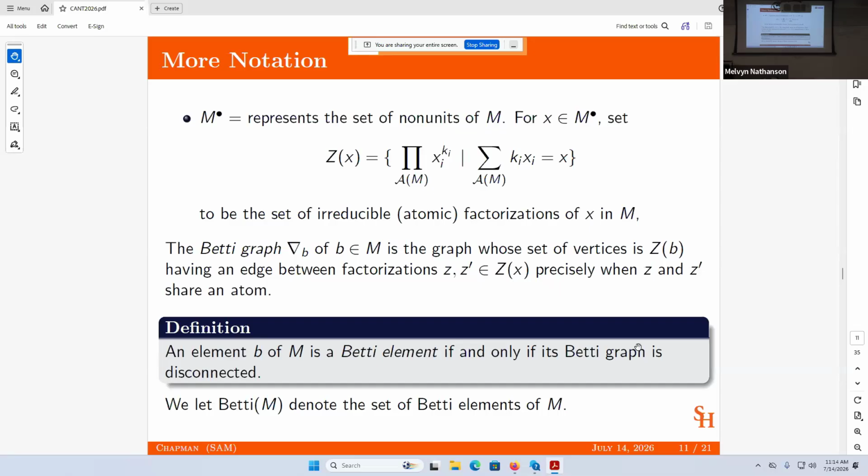What you can find in the literature is, if you want to factor things, much like Alfred and David were trying to do yesterday, knowing what these Betty elements are is important. In fact, what they are, in some sense, is the set of minimal relations amongst the atoms.